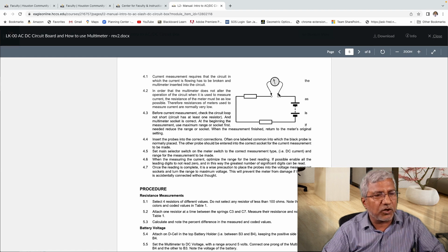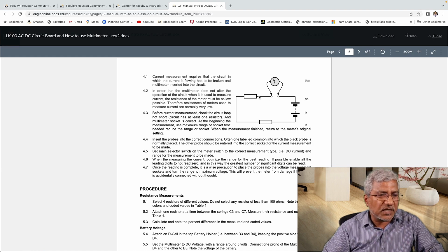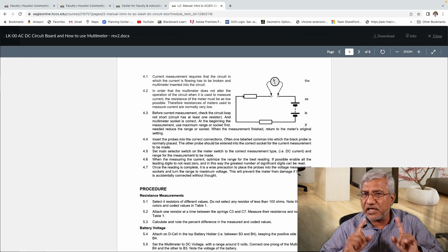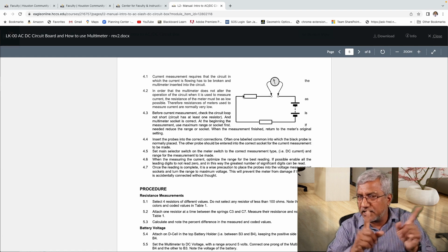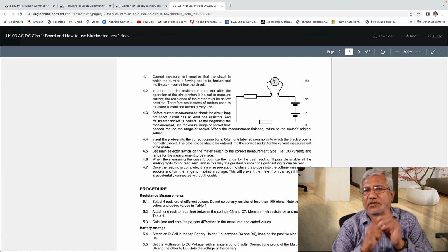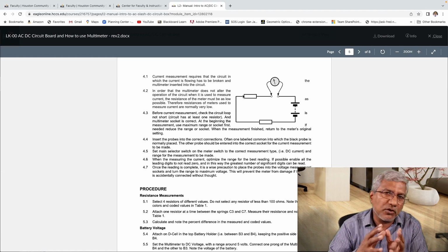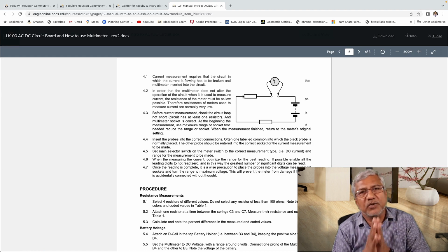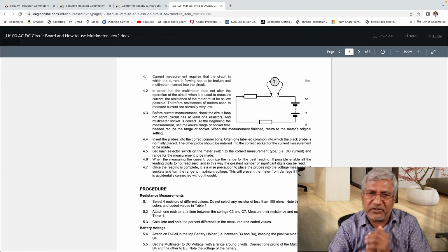It's not across. So the current that you're trying to measure, let's say you're trying to measure the current through this component, the same current through this component should go through the multimeter, right? Therefore, it has to be connected in series with that, not in parallel, not across. It has to be in series. So keep that in mind. If you're measuring current, you will have to put it in series.